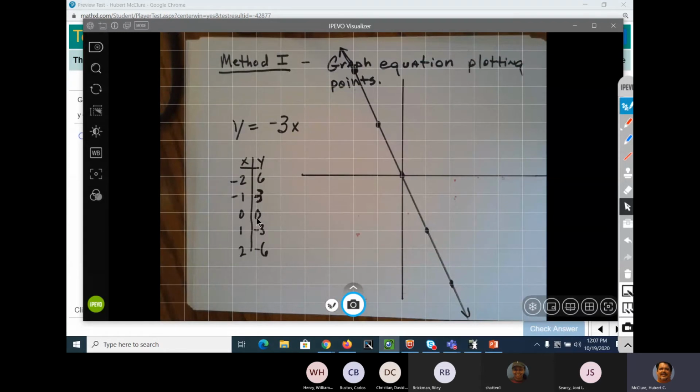You know I'm gonna pick 0, 0. Why am I gonna pick 0, 0? If you can't plot a point on 0, 0 in this class, you don't need to be in this class. 0, 0 is the easiest point because it's the intersection of 2 what? 2 lines.